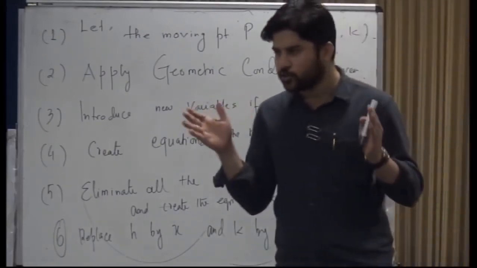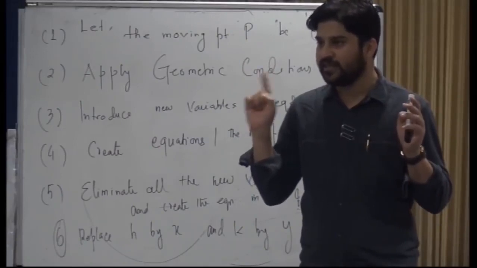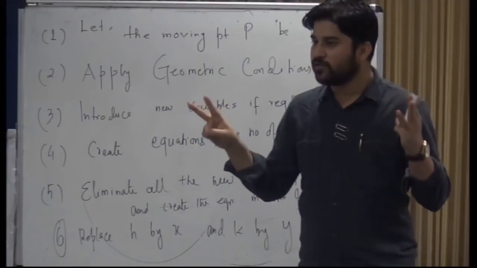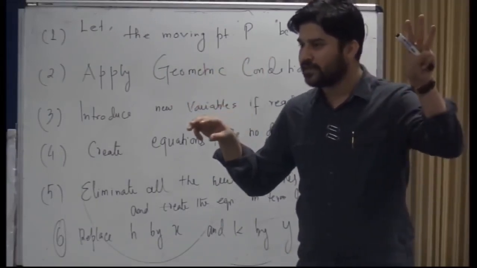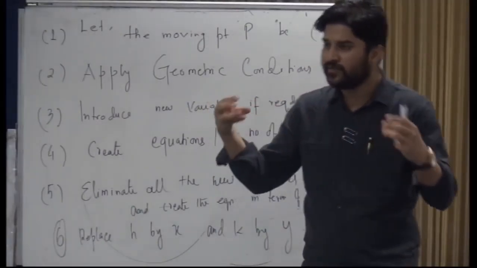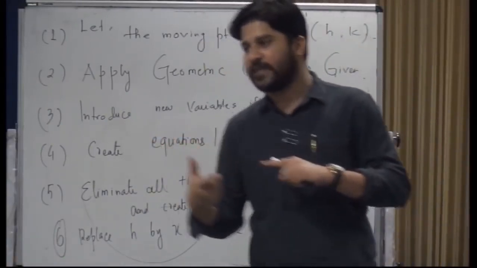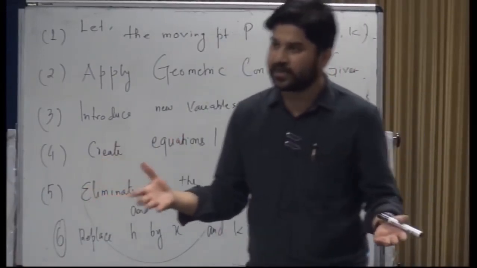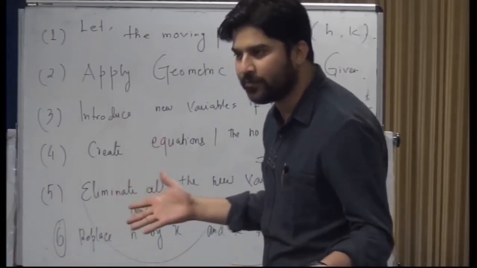Now let's say I have introduced 3 new variables. So I basically have 5 variables: 3 new variables and 2, h and k. How many equations do I have to create? 4. Using these 4 equations, I have to eliminate these 3. After eliminating them, I will be left with one equation containing only h, k and constant, and then you replace h by x and k by y, and that equation is the algebraic equation or the algebraic locus of that particular moving point, right?